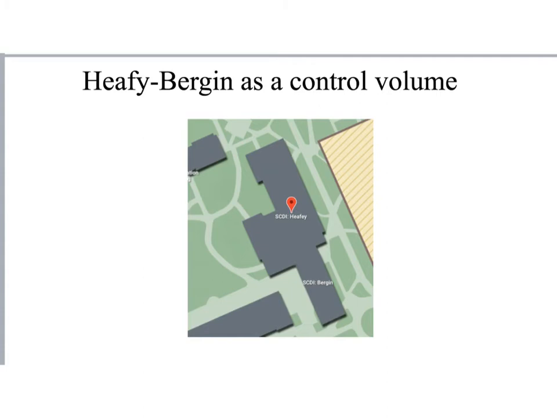So when we think about Heafy-Bergen as a control volume, what we might be thinking about here is, let's say that a rainstorm occurs, right? So it rains on top of Heafy-Bergen, and our job here as water resources is to figure out where does that water go. So we could look at the roof as the control volume, being able to predict how much rain might come and where that rain is going to go.